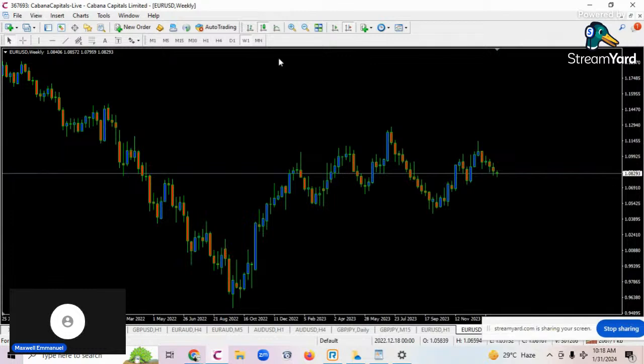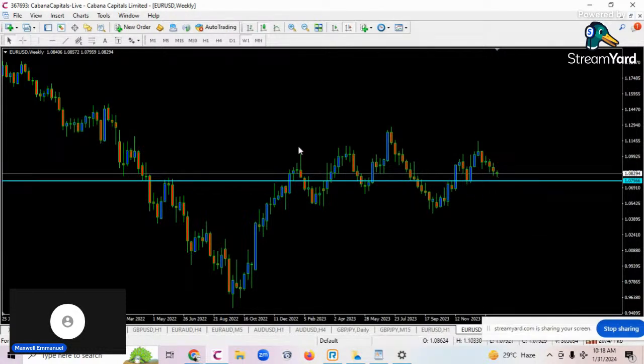Euro USD. We had a support here. Price has not tested that support. Okay. So after the formation of this pattern here, let's see.